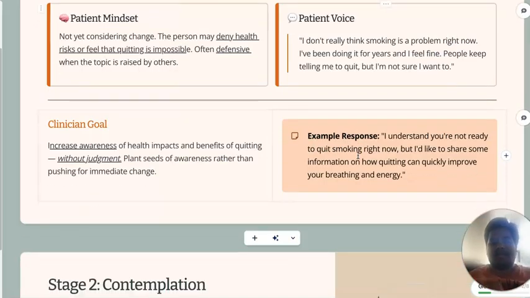Your sentences or your words can be like, I understand you are not ready to quit smoking right now, but I'd like to share some information on how quitting can quickly improve your present condition.